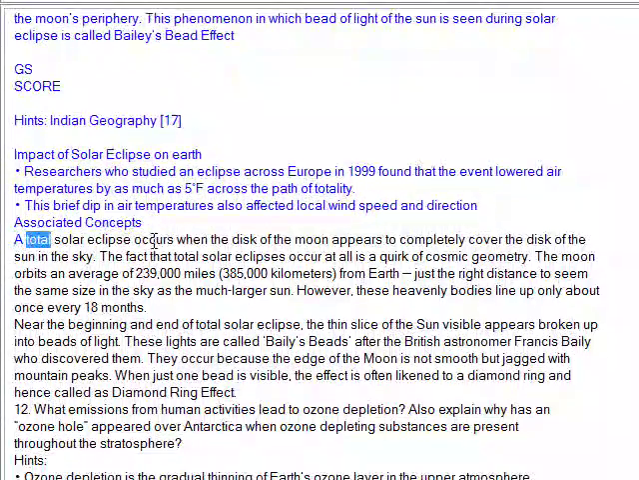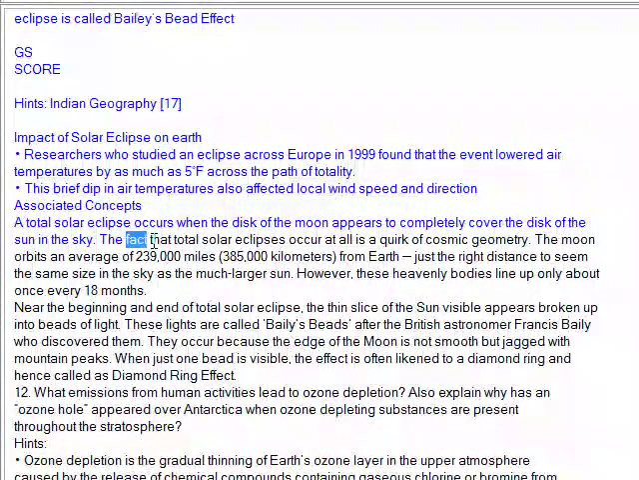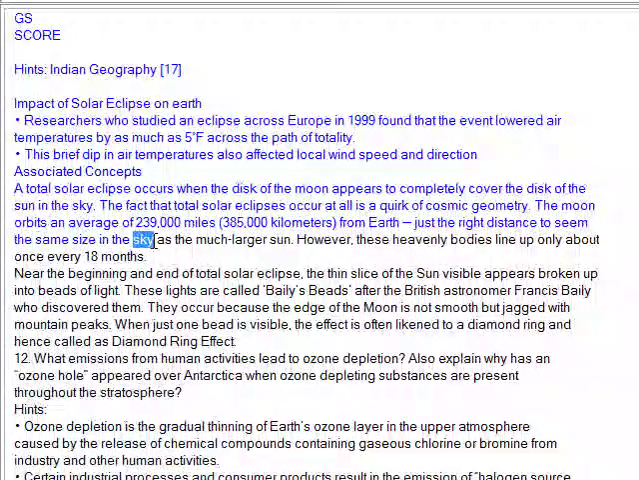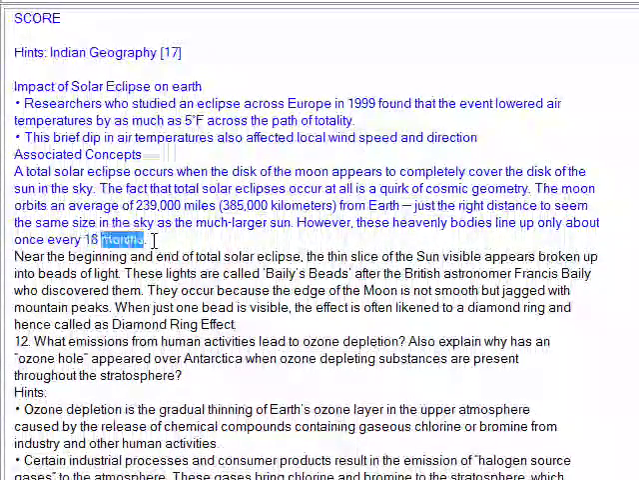Associated concepts. A total solar eclipse occurs when the disk of the moon appears to completely cover the disk of the Sun in the sky. The fact that total solar eclipses occur at all is a quirk of cosmic geometry. The moon orbits an average of 239,000 miles (385,000 kilometers) from Earth, just the right distance to seem the same size in the sky as the much larger Sun. However, these heavenly bodies line up only about once every 18 months.